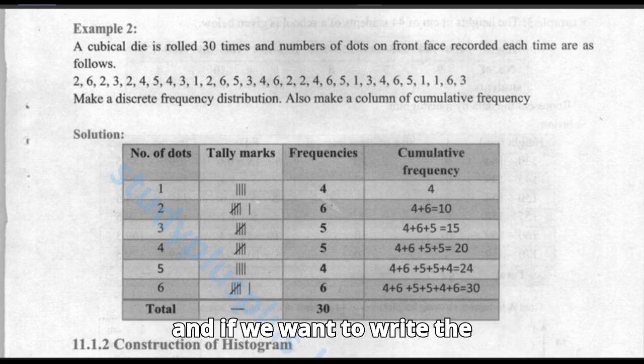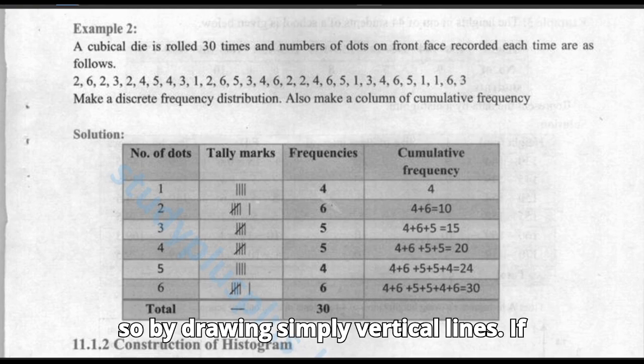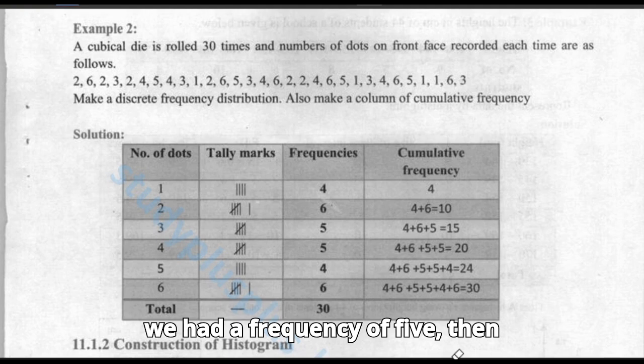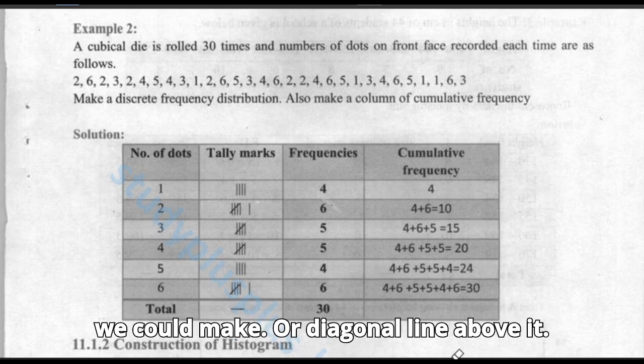And if we want to write the tally marks, then we can do so by drawing simply vertical lines. If we had a frequency of 5, then what we could do was write the tally marks as 4, and then make a diagonal line across it.